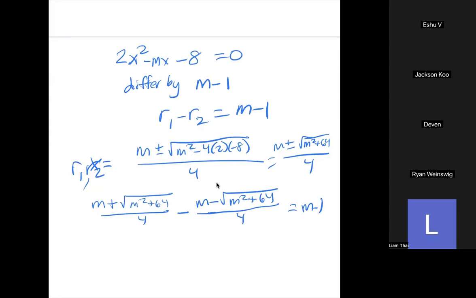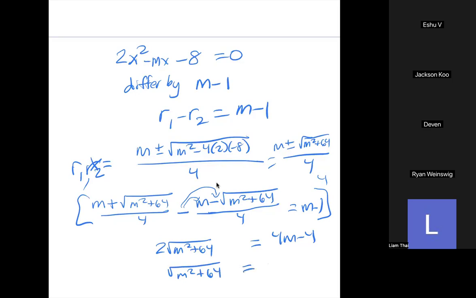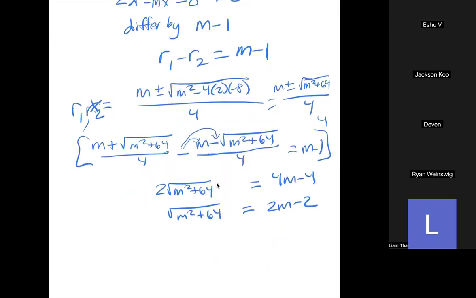So now they have a common denominator, which is 4. Putting it over that common denominator, what's the left side going to simplify to? Something's going to cancel. Actually, let's just multiply both by 4. So 4m minus 4 equals, distribute the negative through, so what am I going to be left with on the left side? 2 times the square root of m squared plus 64. I would divide everything by 2. So the square root of m squared plus 64 equals 2m minus 2. Now what?